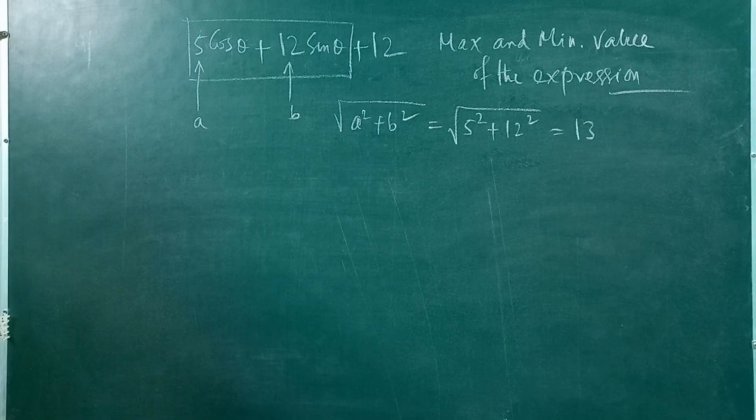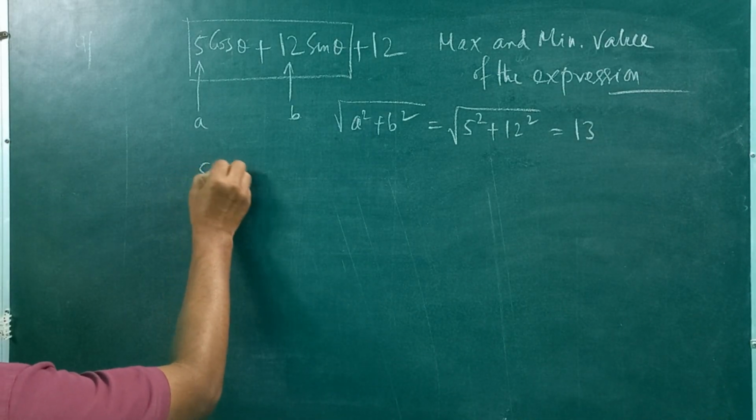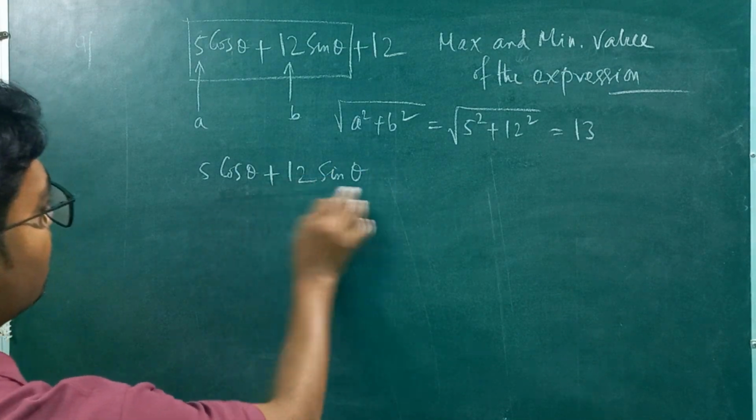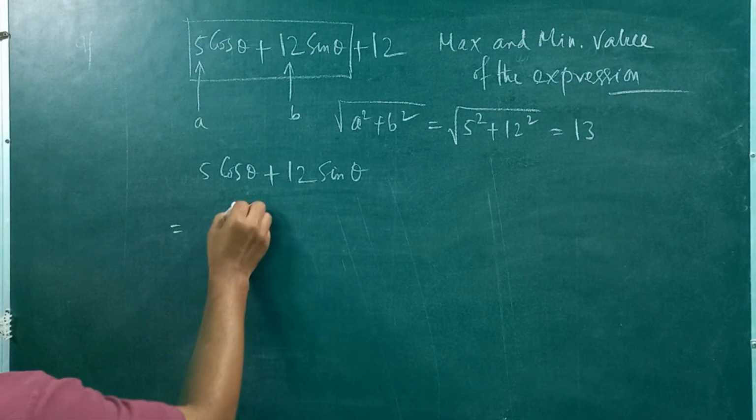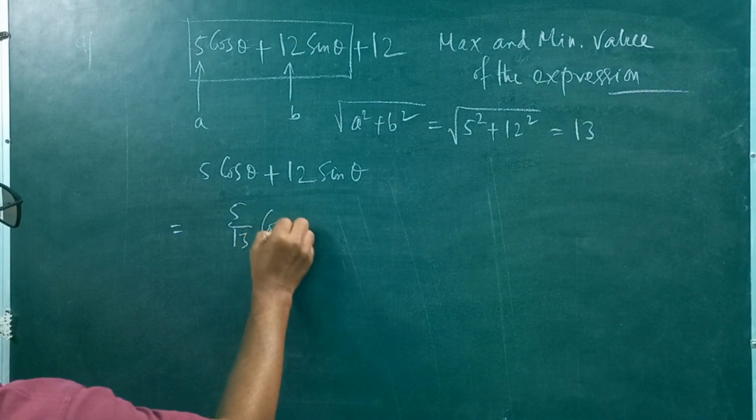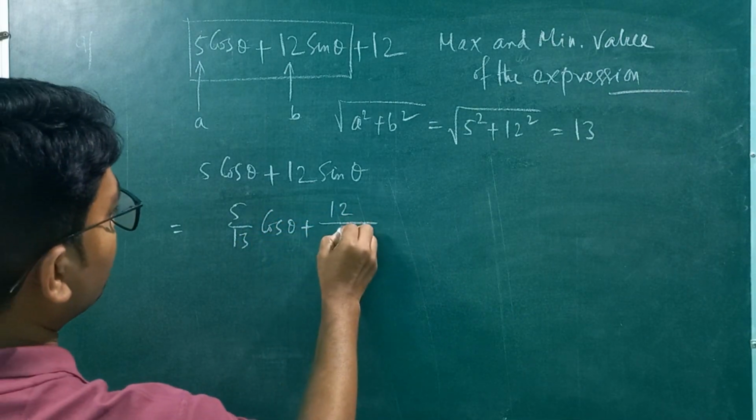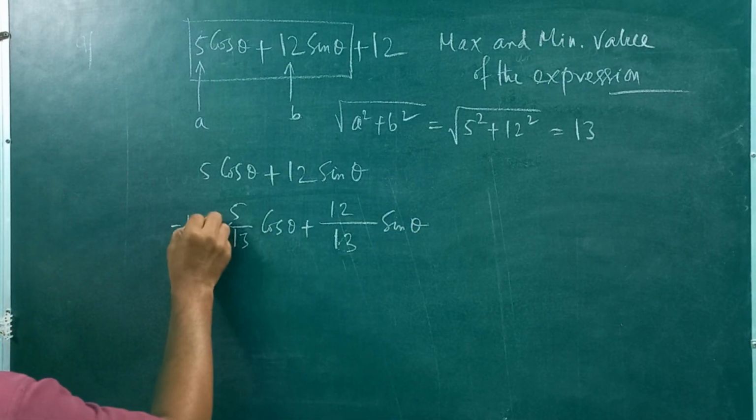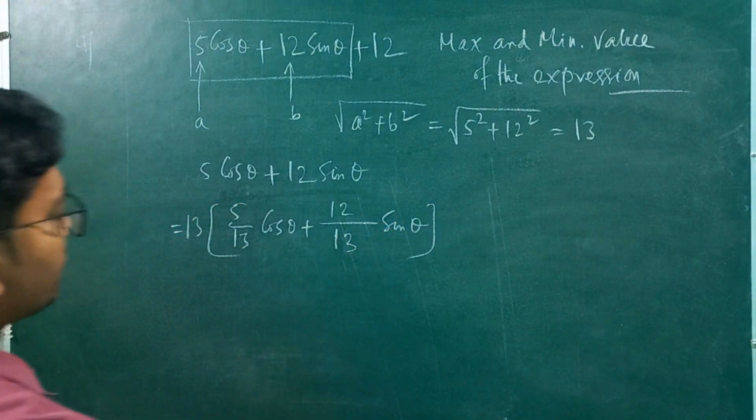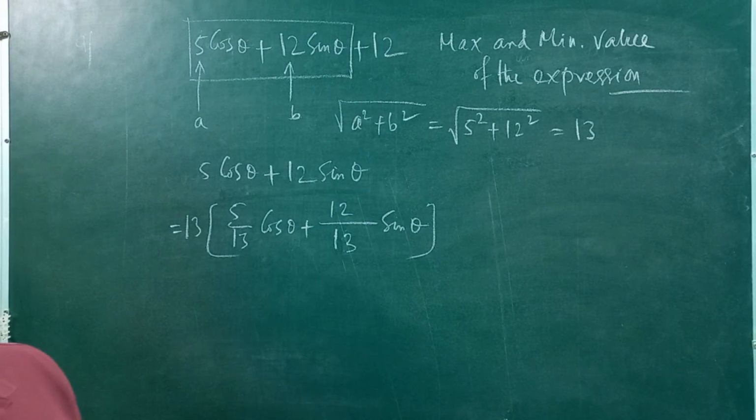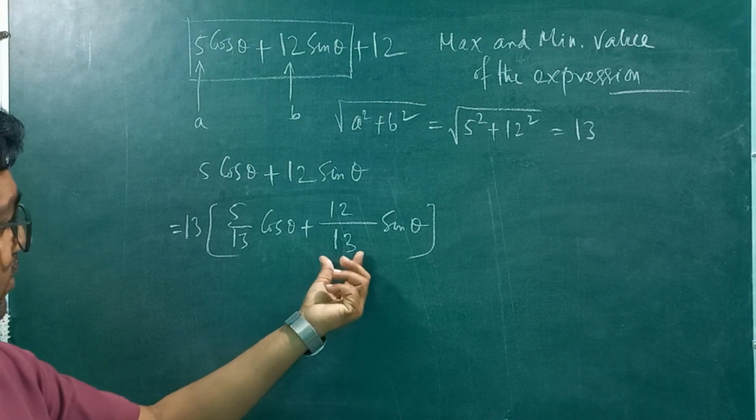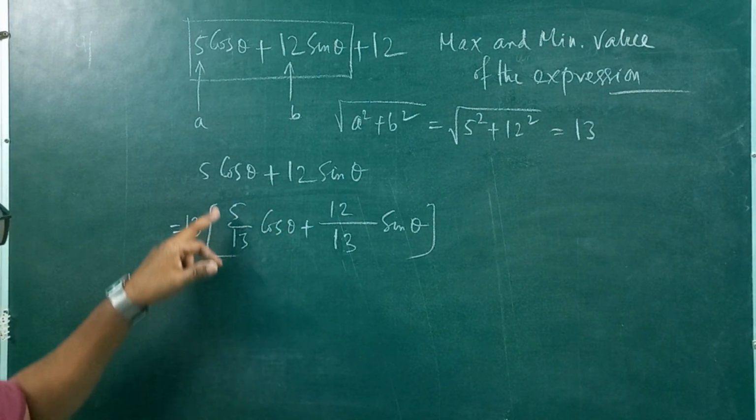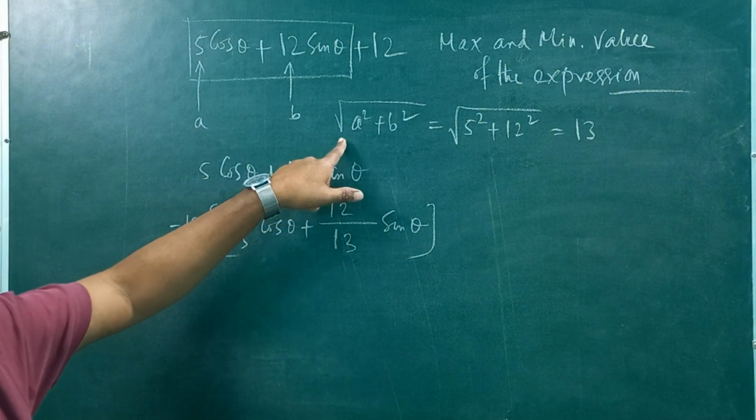Now see what will happen. I start in this way: 5 cos theta plus 12 sin theta. I first calculate this term. I will divide by 13: 13 times 5 by 13 cos theta, 12 by 13 sin theta. So I will take 13 common in this way. Is it clear to everyone where we get this 13 from? We get this 13 from the coefficients of sin and cos, divided by root over of A square plus B square.